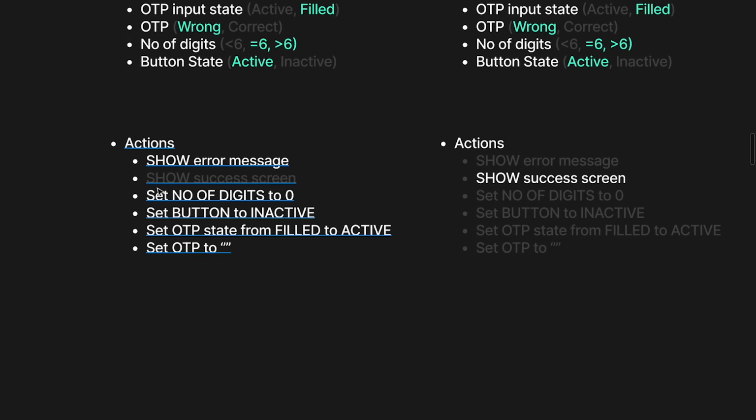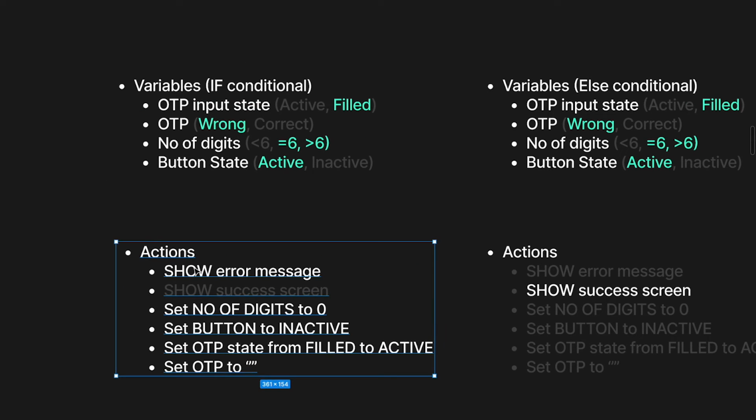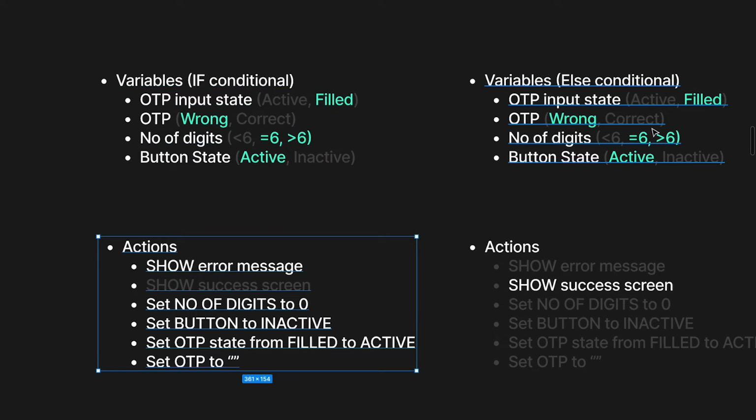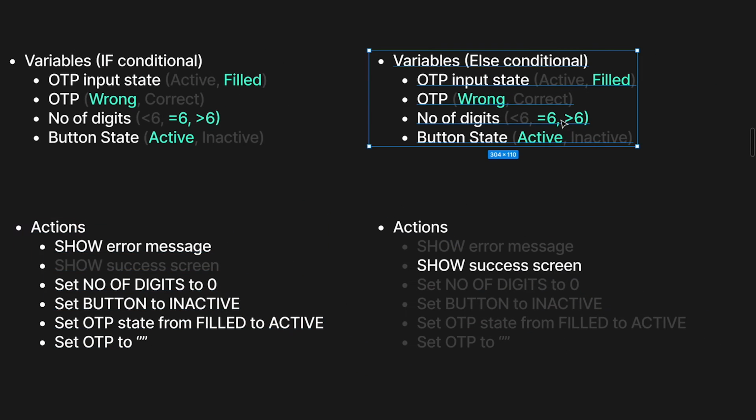As you can see here, we have 6 actions: 1, 2, 3, 4, 5, 6. If we have to perform all of these actions, this should be the condition. If not, then do the other one, which is missing over here; we are showing this conditional.